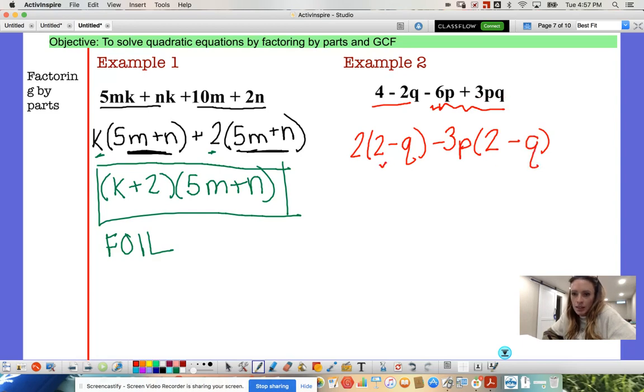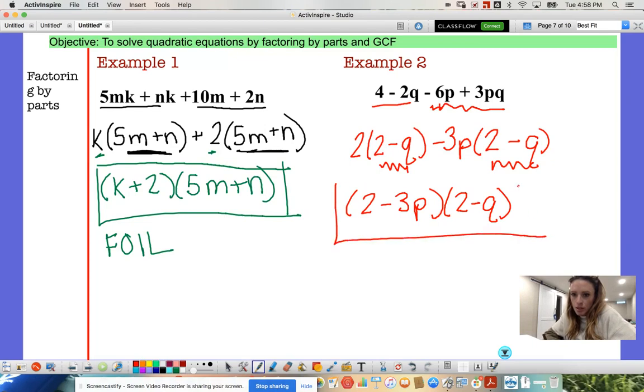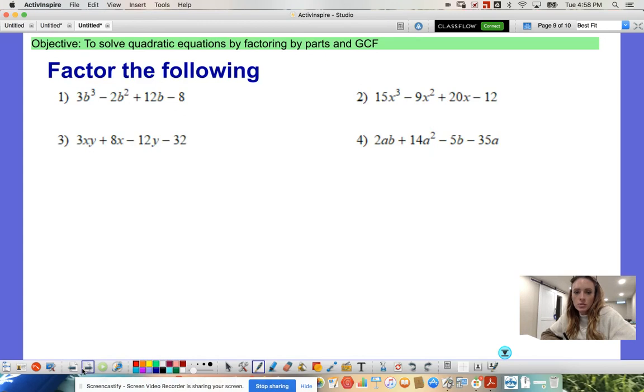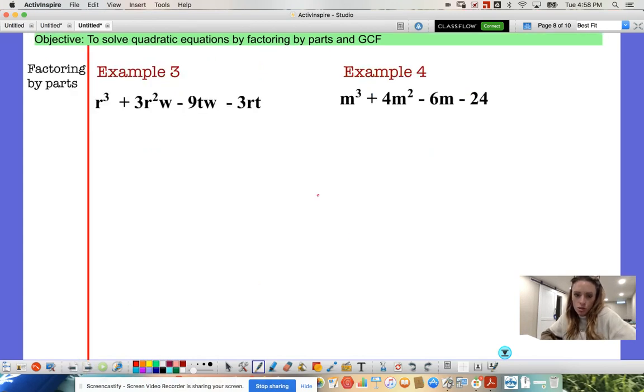So now again, this guy is the same as this guy, and I can indeed combine my 2 minus 3p together because they are like terms and they're both multiplied by 2 minus q. Okay, so then here is our factored answer, and again we can FOIL this to check our work. All right. I'll walk you through these last two, and then you guys will have some practice at the end, which I'll just show you the answers to, and you guys can pause me before I show the answers.